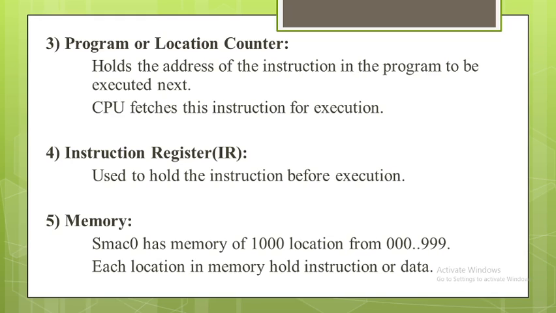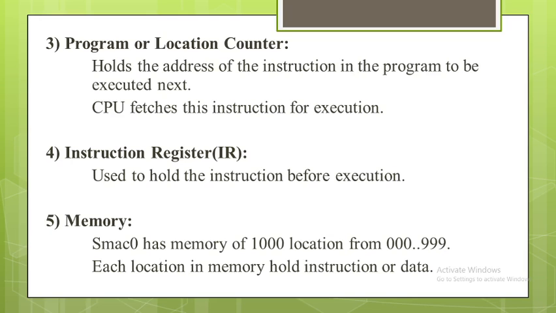The third component of SMAC0 is called the program or the location counter. It holds the address of the instruction in the program to be executed next. The CPU fetches this instruction for the execution. The next component is called the instruction register. The name itself indicates it is used to hold the instruction before the execution.